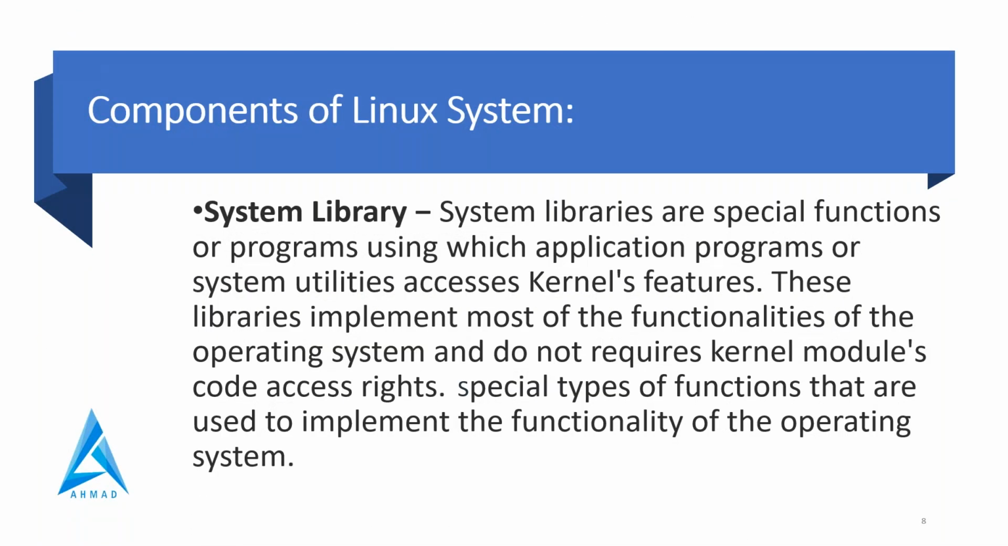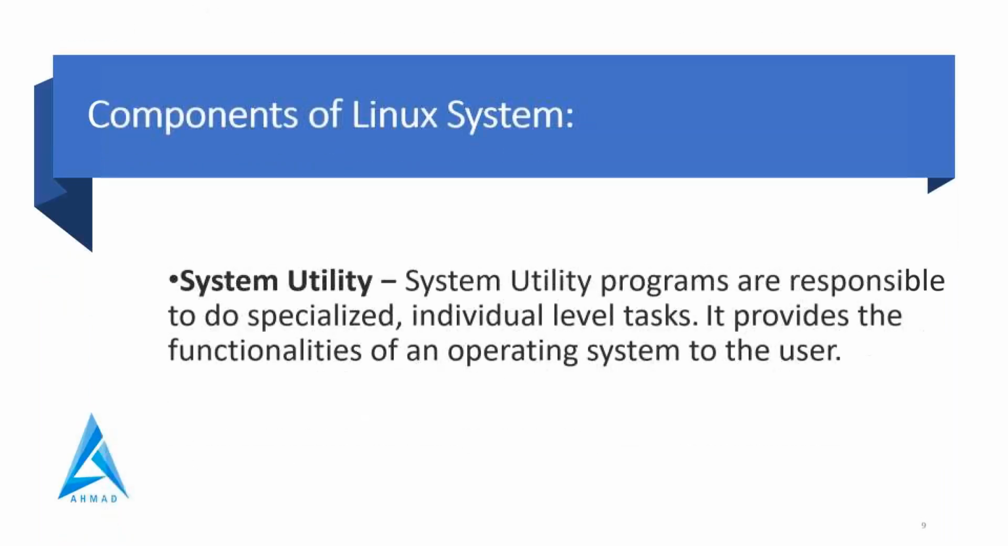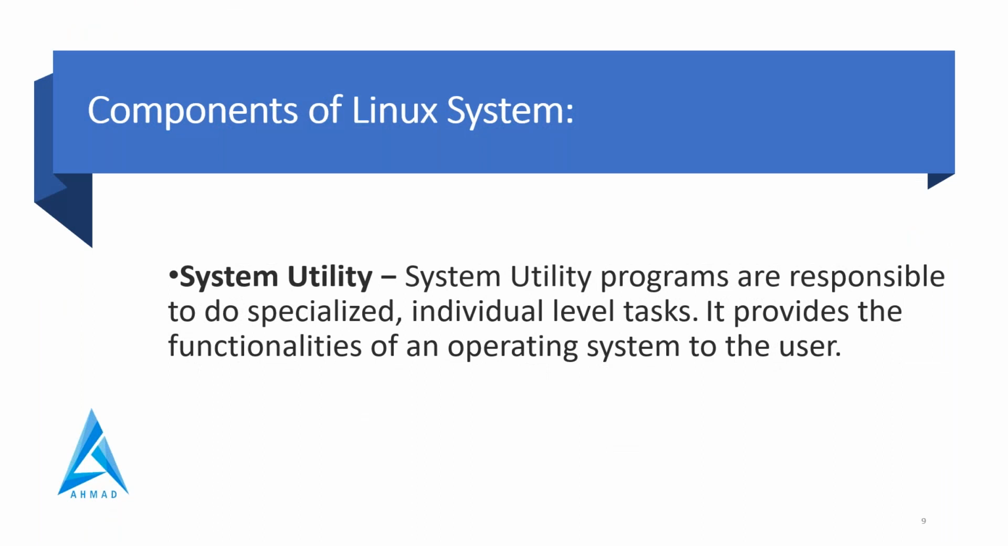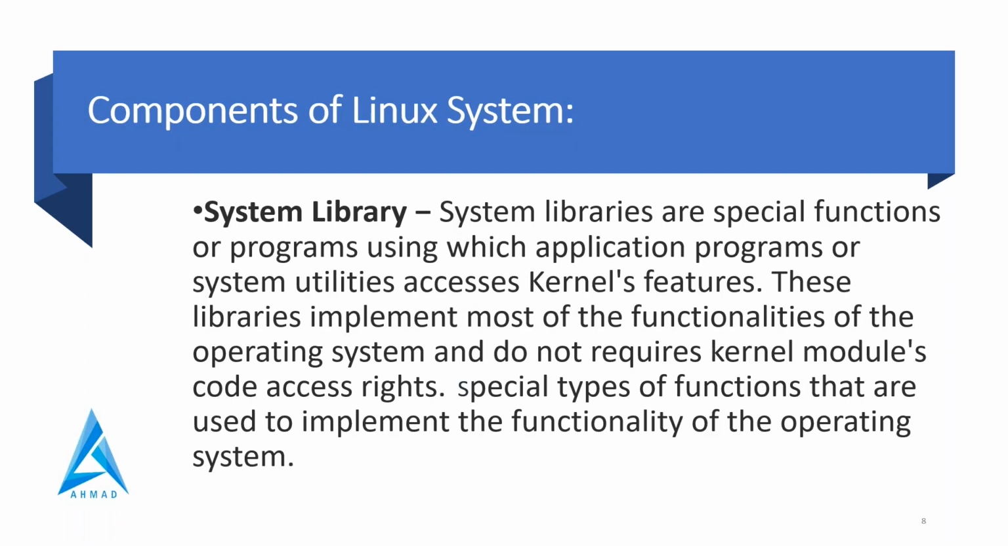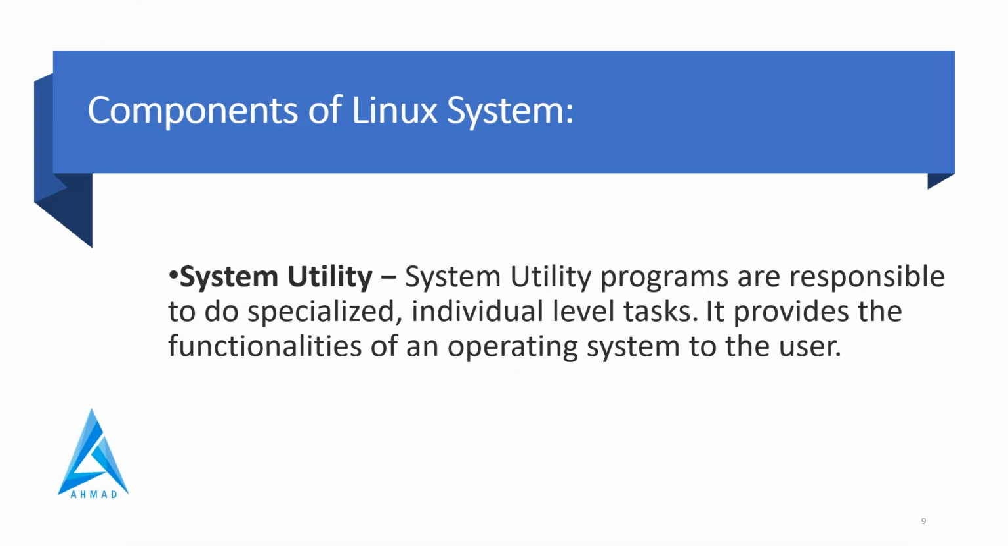And system libraries are special functions or programs that are used to implement the functionality of the operating system. So system libraries are very important. Libraries implement most of the functionality of the operating system, and they do not require kernel module code access rights. And a system utility is a program which actually provides the functionality of an operating system to the user. So this is the difference between system library and system utility. The system library implements the functionality of the operating system, and the system utility provides it to the user. So these three are the Linux system components.